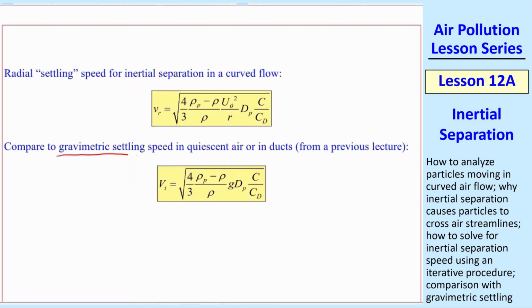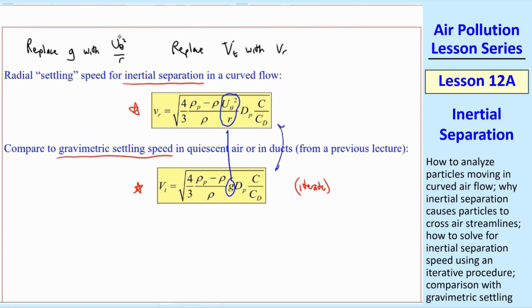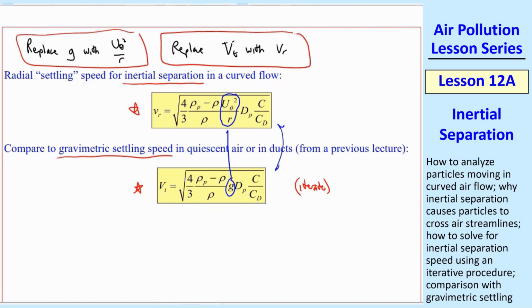Let's go back to gravimetric settling, which we already know. Remember this equation that we had to iterate with Cunningham and the Morrison equation for CD and all that. Well, now we can immediately write the equation for inertial separation, where you can see that all we've done is replace this g with u theta squared over r. Everything else is the same. So again, all we've done is replace g with u theta squared over r, and we've replaced vt with vr. Once you do that, you can see that they're pretty much the same equations.